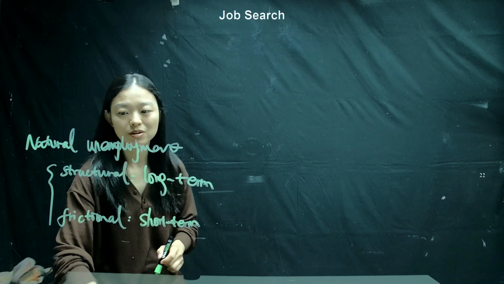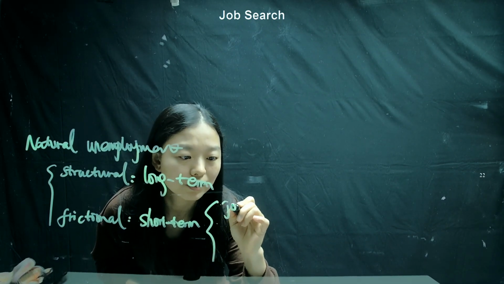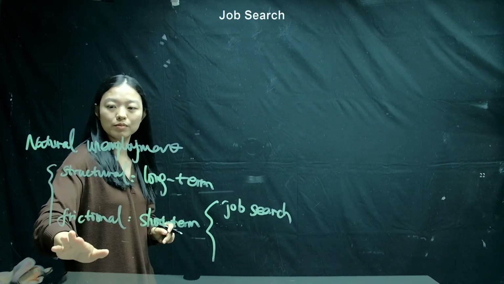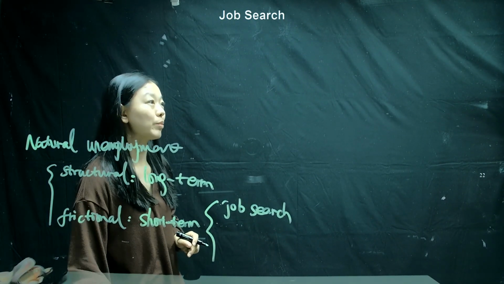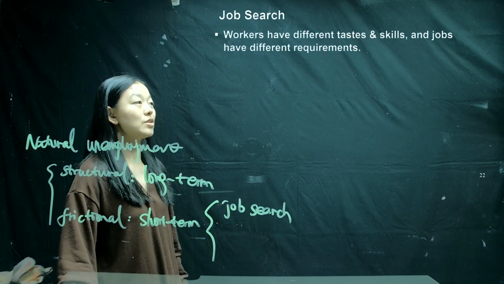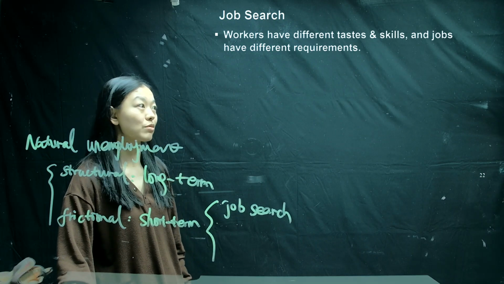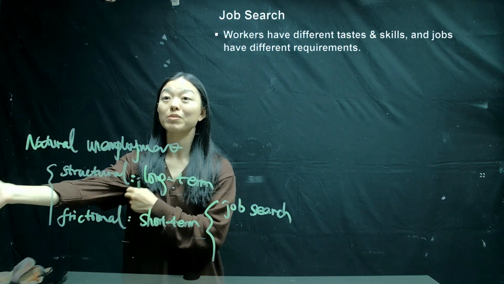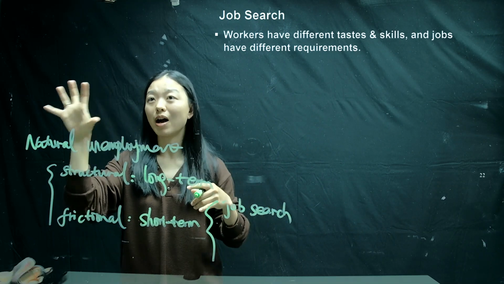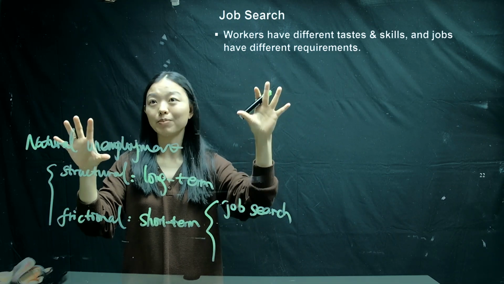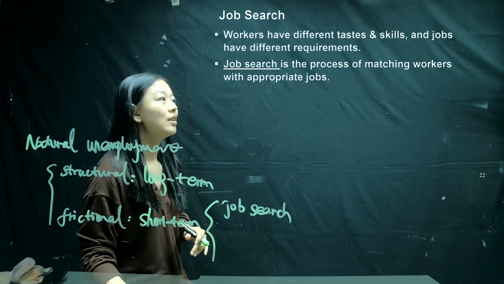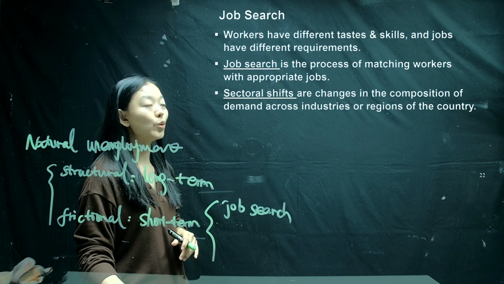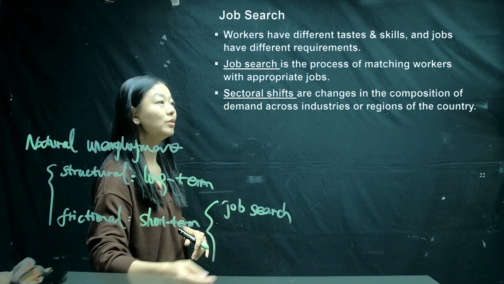Let's look at job search. Job search belongs to frictional unemployment. Workers have different tastes, different skills, different interests, right? And jobs also have different requirements. Therefore, it needs some time to match the job vacancies and the job candidates. Job search is the process of matching workers with appropriate jobs. Therefore, it's very natural.